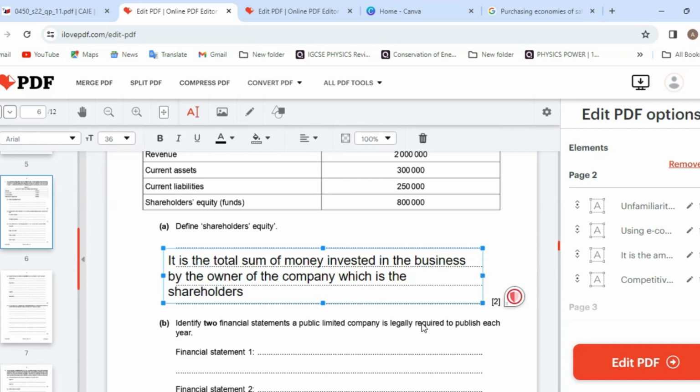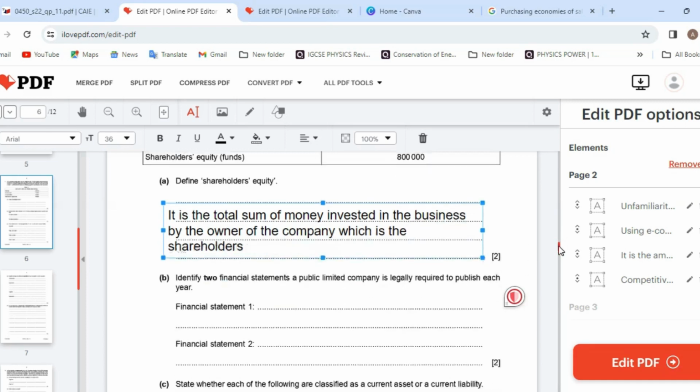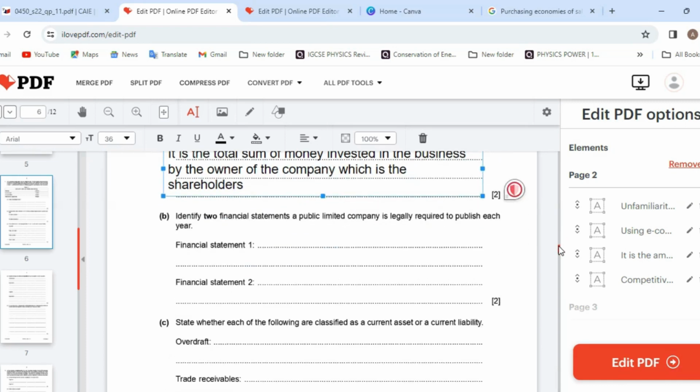Okay, now let's move to the second question. Identify two financial statements a publicly limited company is legally required to publish each year. Which one can you remember? Of course, the first one is the income statement. Good.